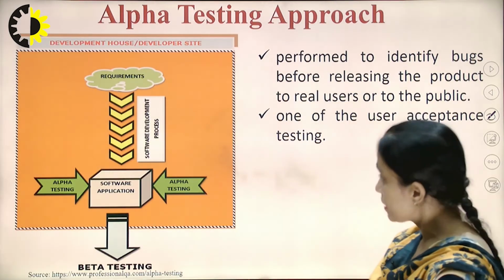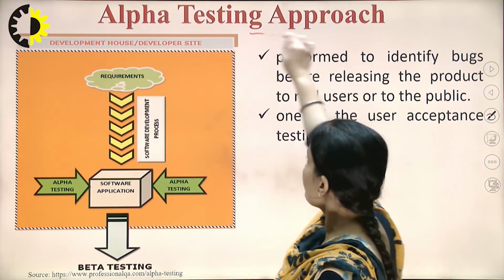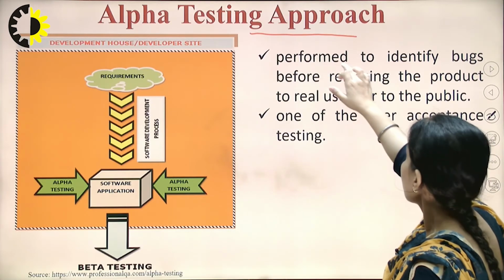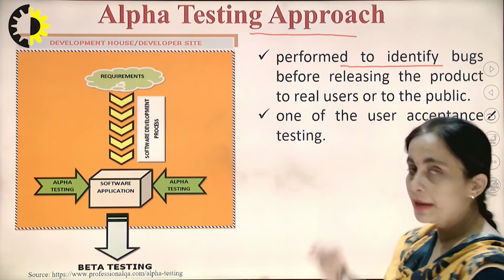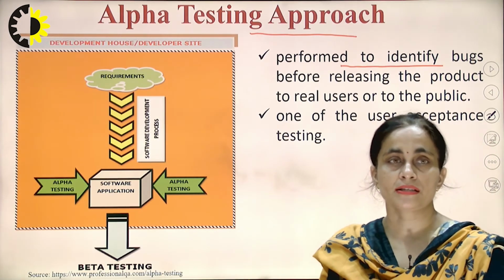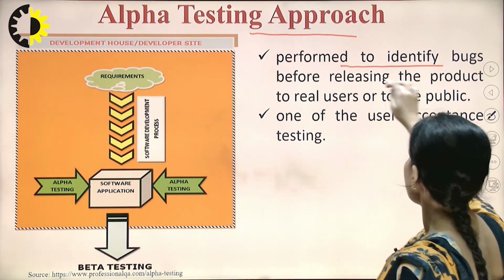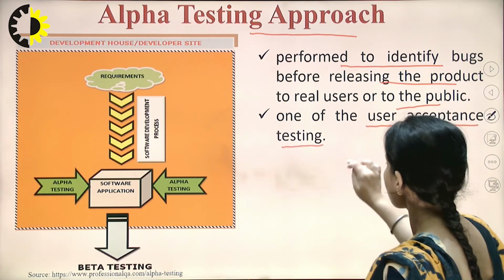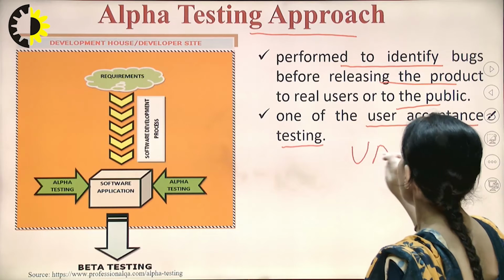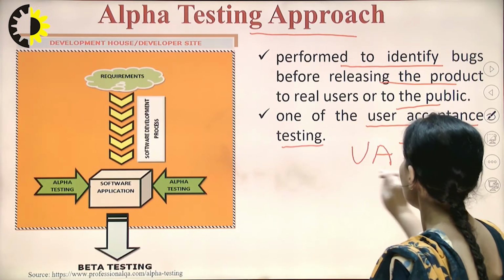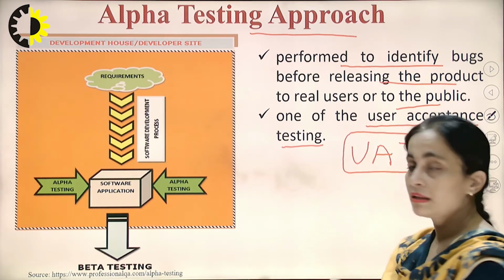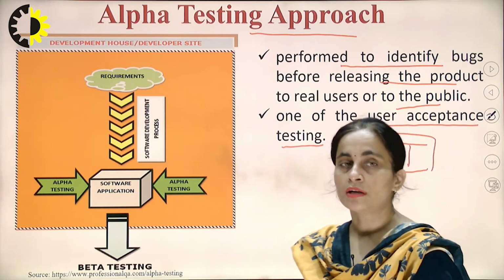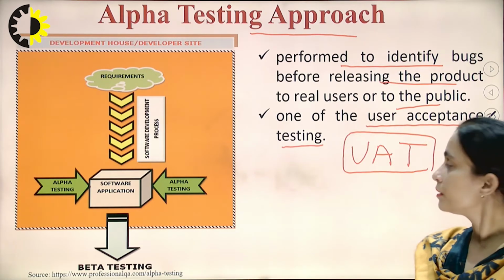Then what is the approach for doing the alpha testing? See, it is performed to identify the bugs before we release the product to the real users, to the public, and it is one of the user acceptance testing. Generally, software developers in their company use the term UAT. This UAT stands for user acceptance testing.